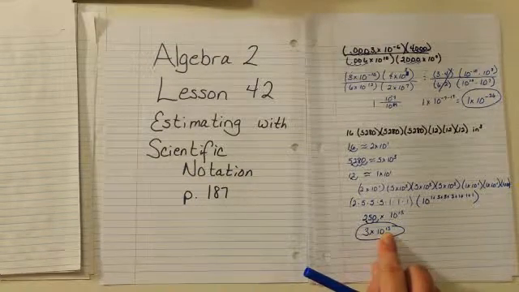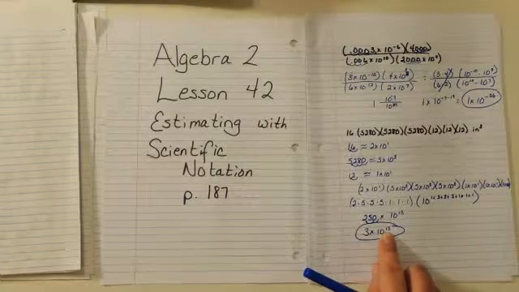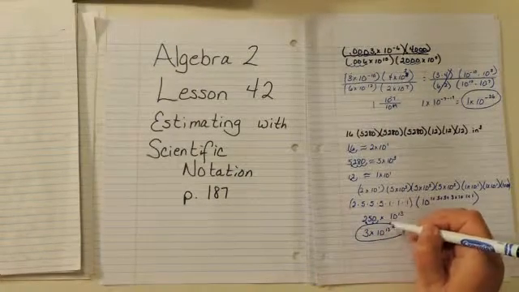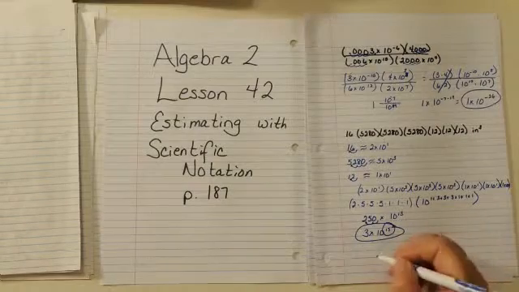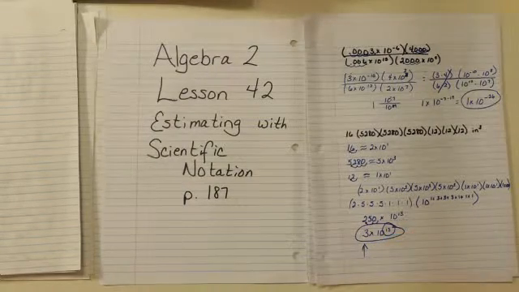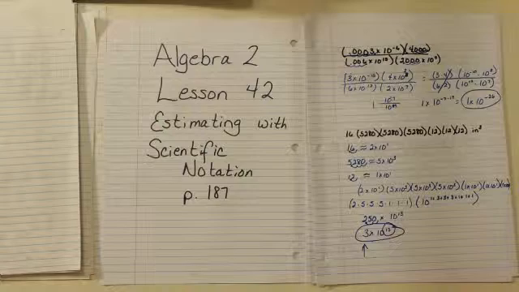Or it's not going to be bigger by a factor of 1,000,000. The powers are going to be very close. This number is going to be higher. Okay?